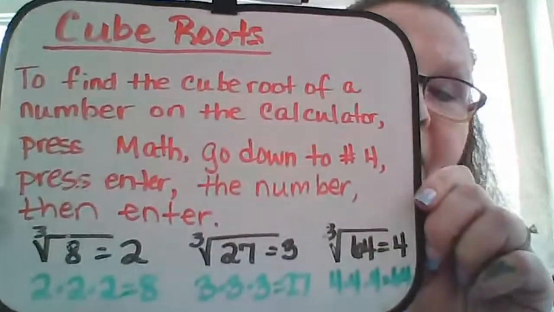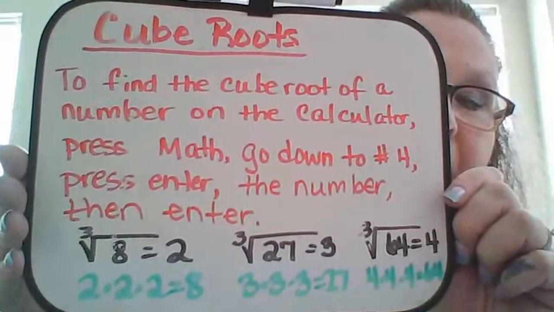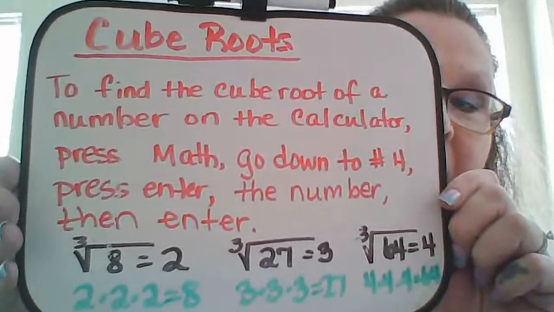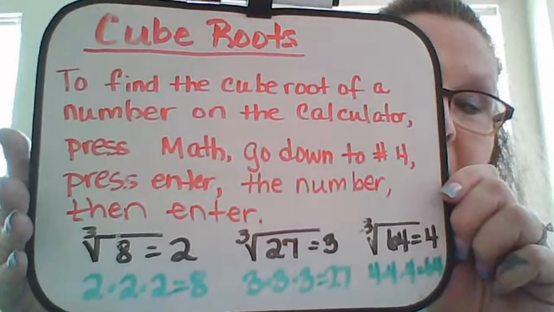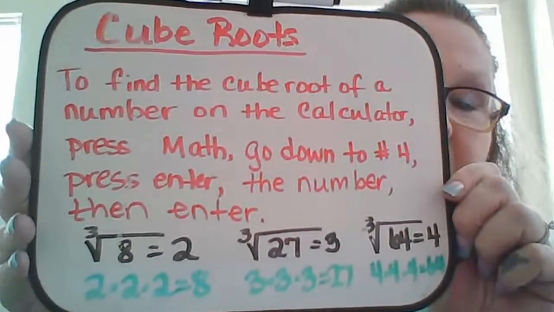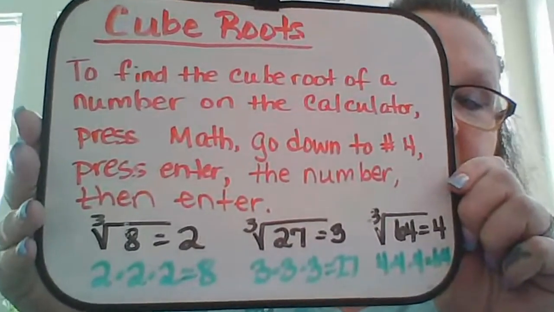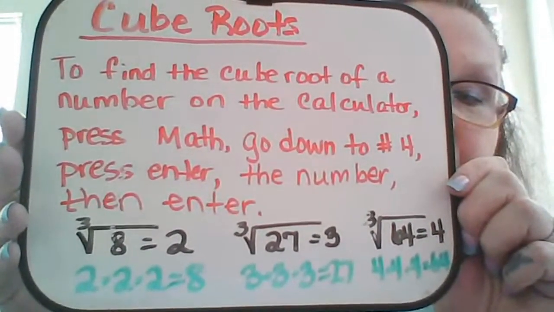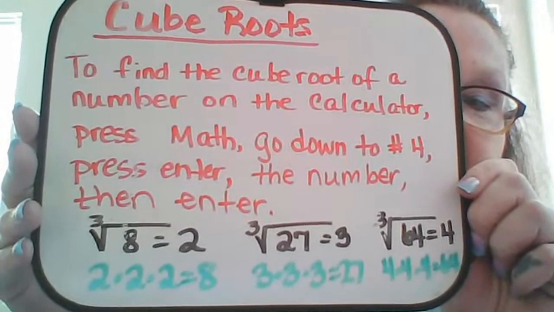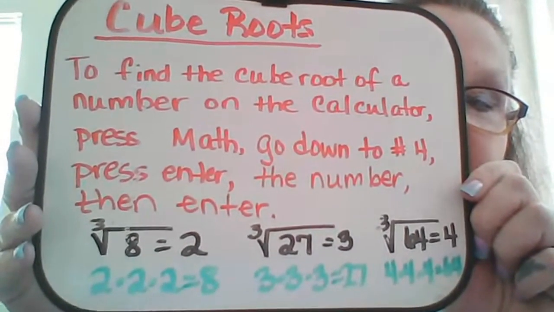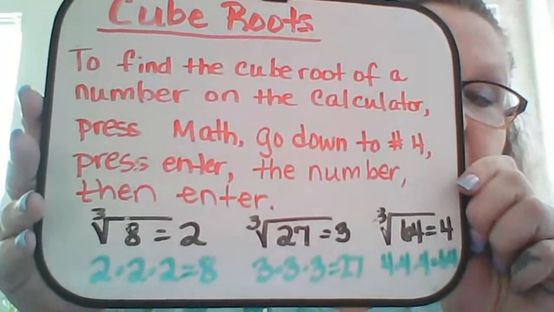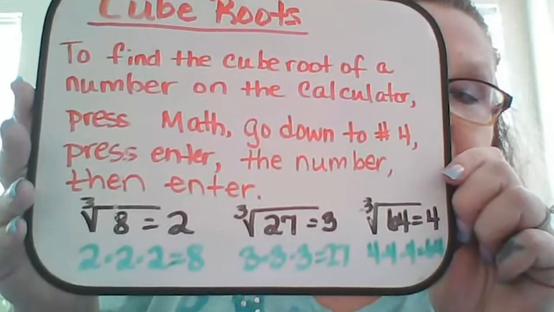if you're using the calculator to find the cube root of a number, you press math, go down to number 4, press enter, hit the number, then press enter again. Now, you see how to write cube root. You put a radical sign above the 8, just like for square root, but then you have to put the little 3 up in the corner. That little 3 means cube root.